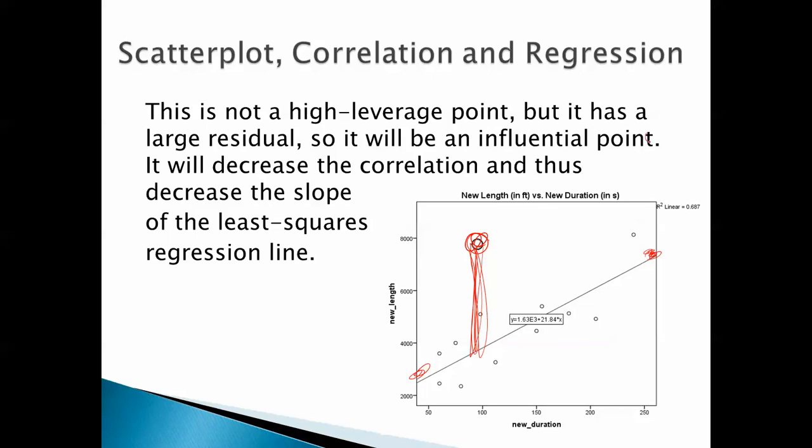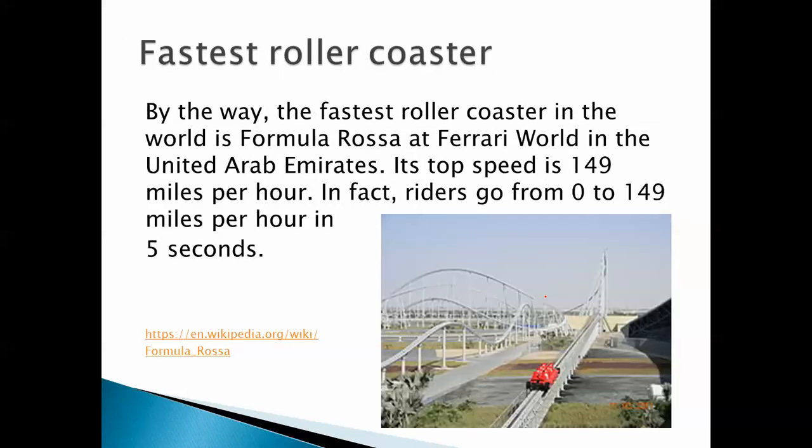If, on the other hand, we added a point way up here, that would increase the correlation because that has high x and high y. But low x and high y decreases the correlation. In fact, if you were to draw the new line, it looks something like this. So it would decrease the correlation, and that always decreases the slope of the least squares regression line.